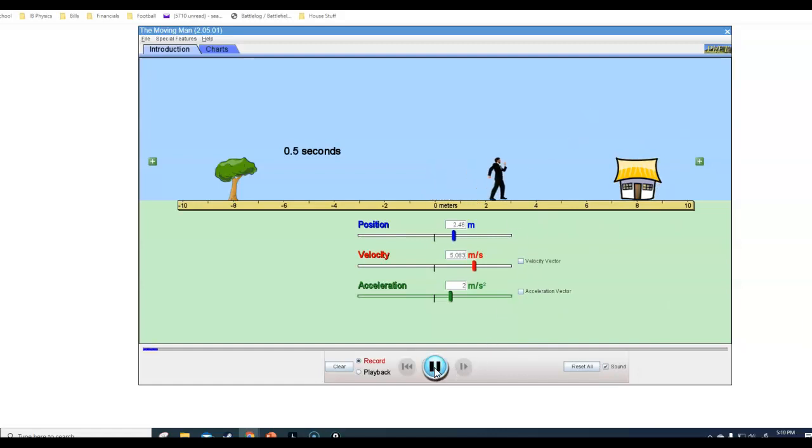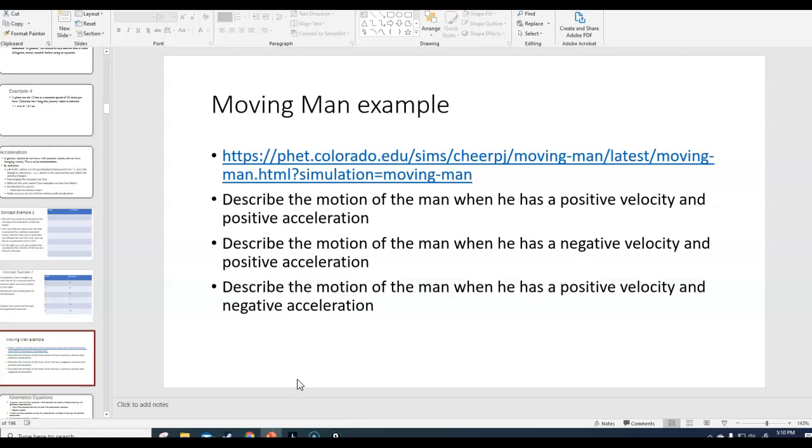So I want you to play around with the moving man and see if you can get a feel for what happens, positive velocity versus negative velocity, positive acceleration versus negative acceleration. Try different combinations to see what happens. So play around with the moving man, get a better conceptual feel for velocity versus acceleration, and then you can move on.